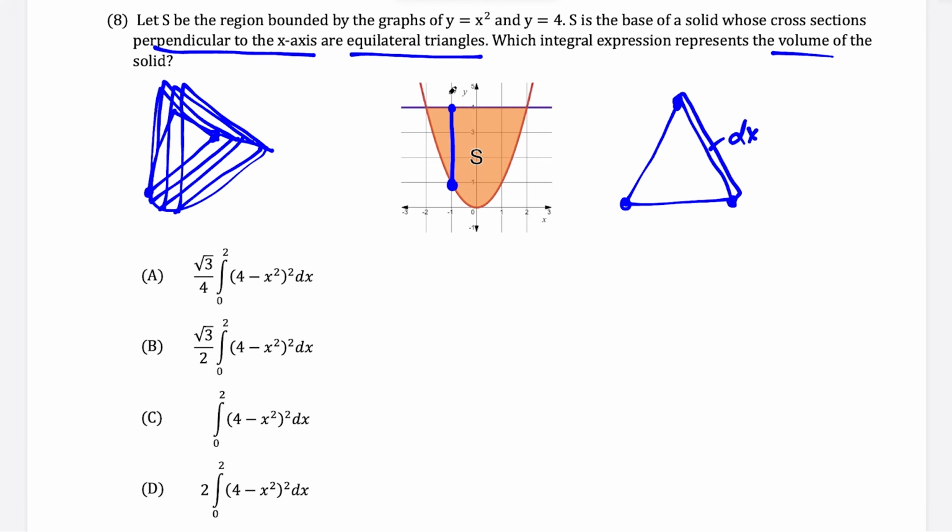And now the vertical distance, we're going to say top minus bottom. The top equation is y equals 4, and the bottom equation is y equals x squared. Okay, so the sides here of this triangle, since it's equilateral, we're going to say is 4 minus x squared going all the way around. Now, our goal here, once again, is to find the volume of this solid. But in order to do that, we have to know what is the area of this equilateral triangle.